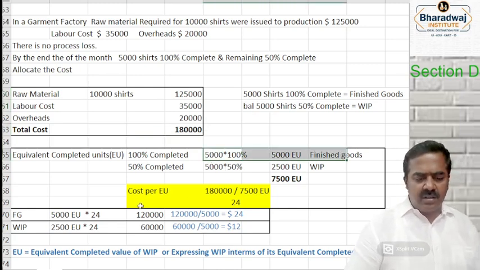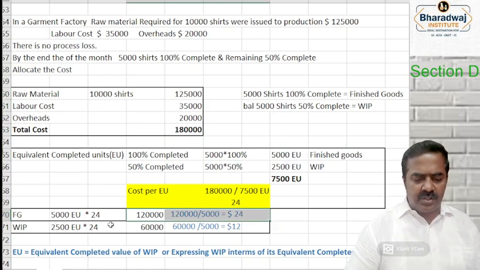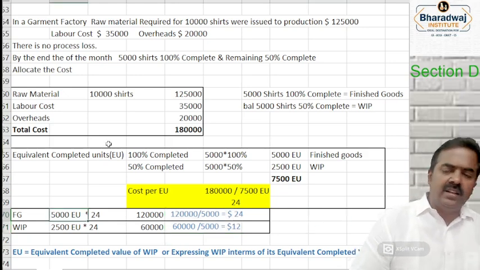Yeah, 100% completed shirt, $24 per shirt. If it is 50% complete, yes, $12 per shirt, like that. So equivalent units are used for assigning the cost.